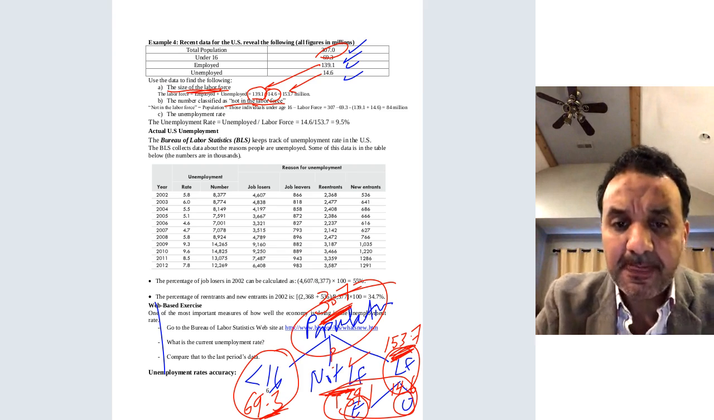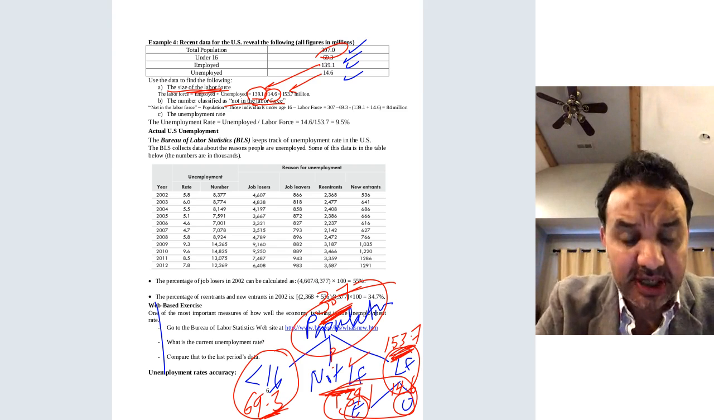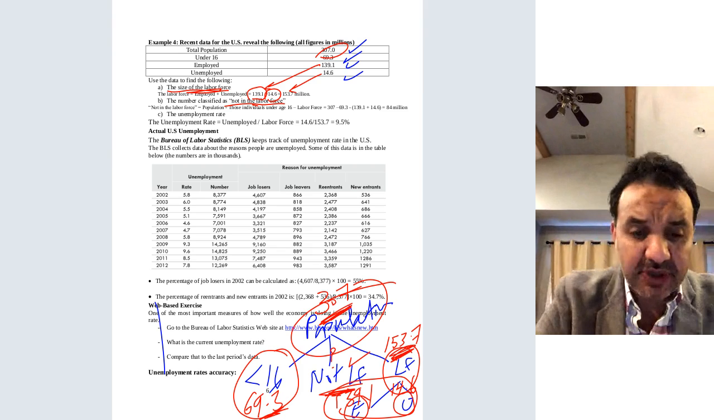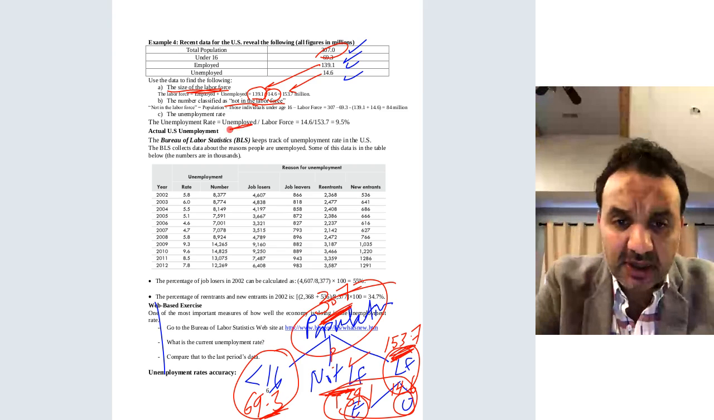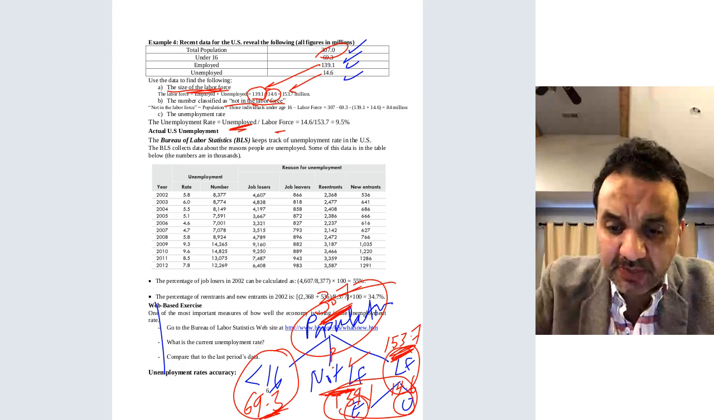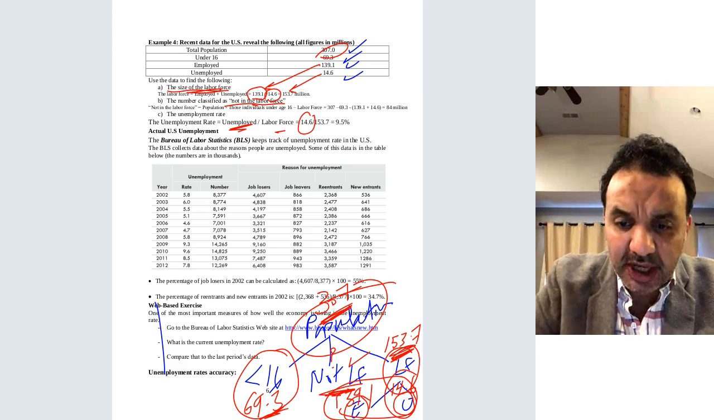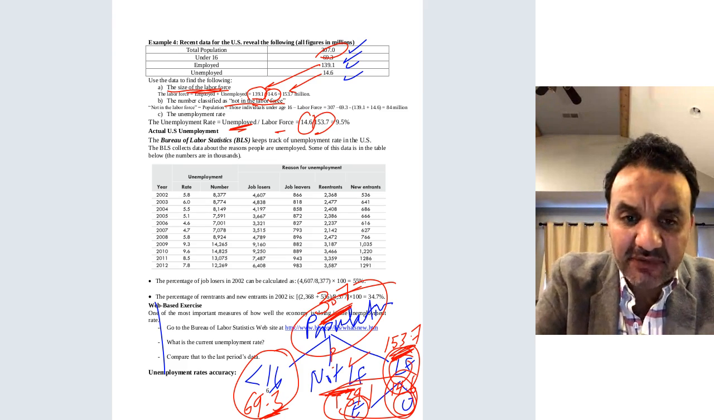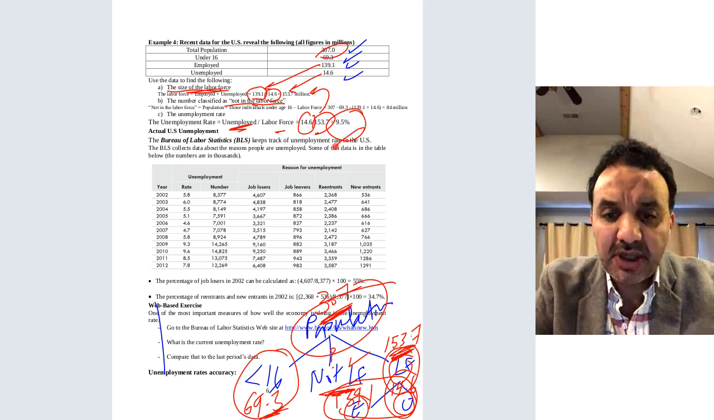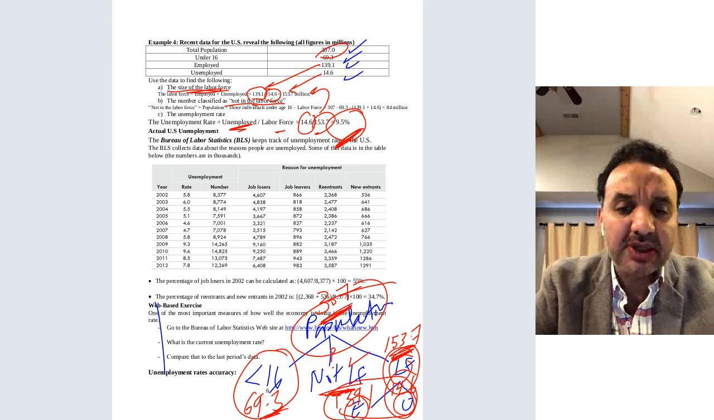The population, which is 307, minus 69.3 minus 153.7, and you will find those who are not in the labor force. The last question, and this is the most important question, is to find the unemployment rate. As I said, divide the unemployed by the labor force. Those who are unemployed equals 14.6, divided by the labor force, which is 153.7, what we got from question A, multiplied by 100%. So the unemployment rate equals 9.5%.